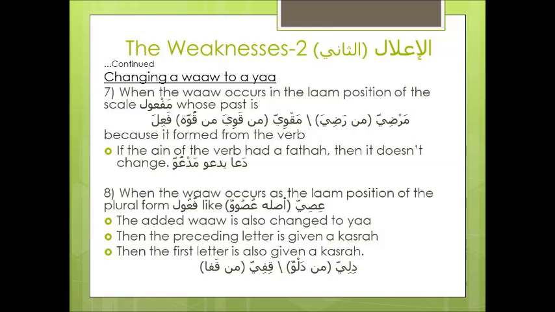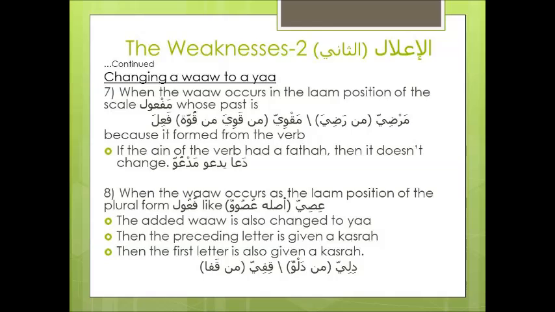Seventh, when the waw occurs in the lam position of the scale maf'ul, whose past is fa'ila, as in maqwi and mardi, because it is formed from the verb. However, if the ayn on the verb had a fatha, then it doesn't change, as in da'a, mad'u.